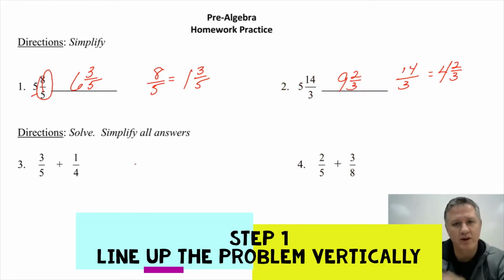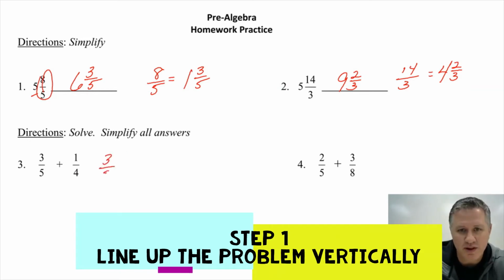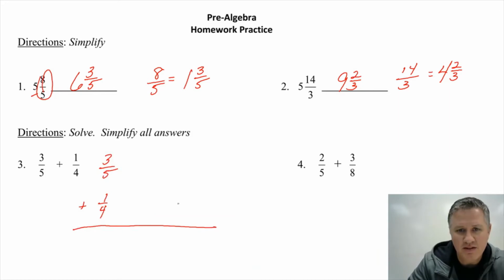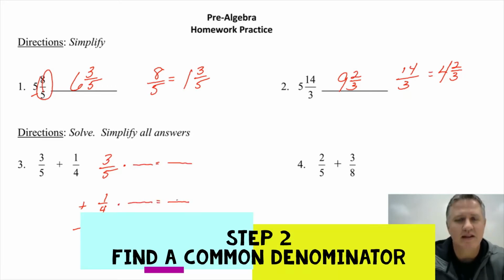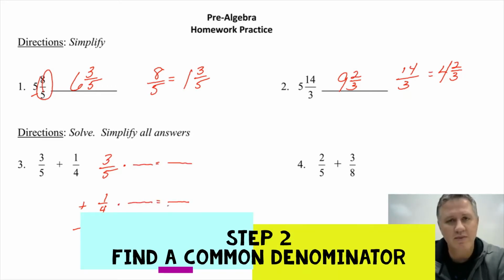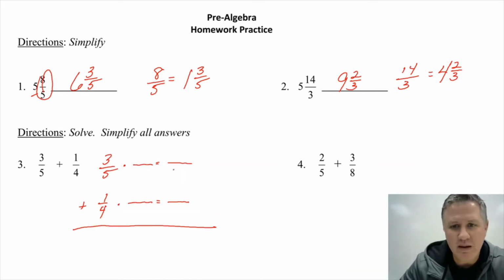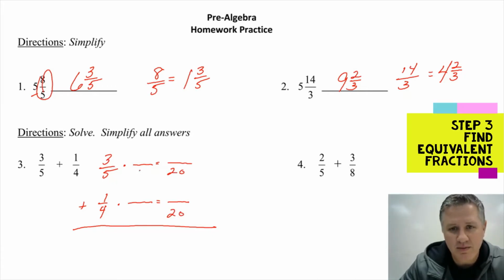The first thing we want to do is line these problems up vertically. And when I line them up vertically, it helps because now I can show my work over on the right. And I'm going to multiply by something to get an equivalent fraction. So after we line them up vertically, our next step is to find a common denominator. And the common denominator is 20. So I say, all right, well, how do I get there? 5 times 4 is 20, and 4 times 5 is 20.